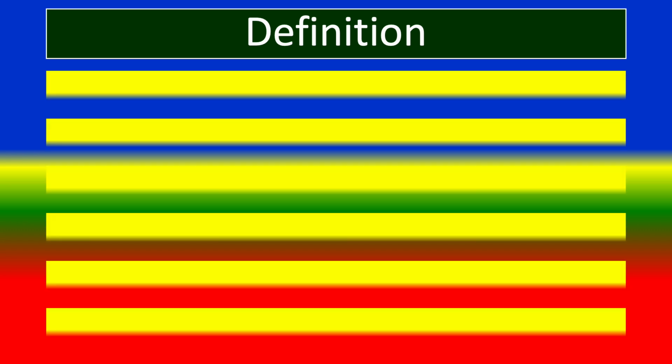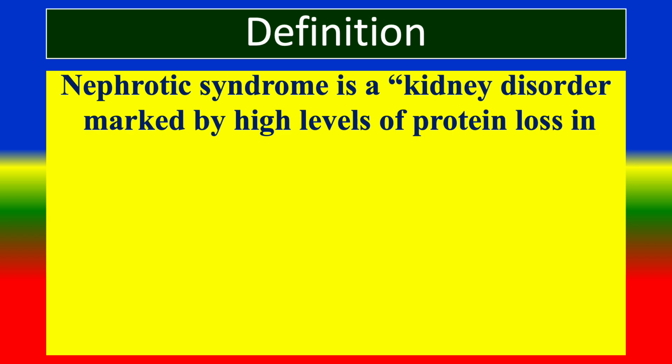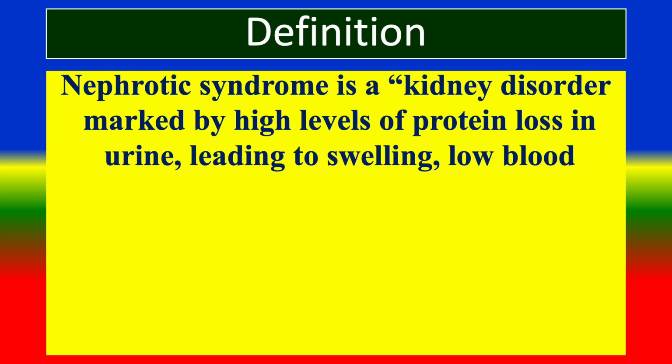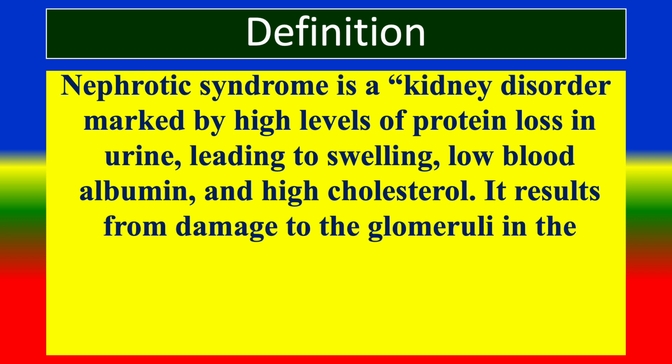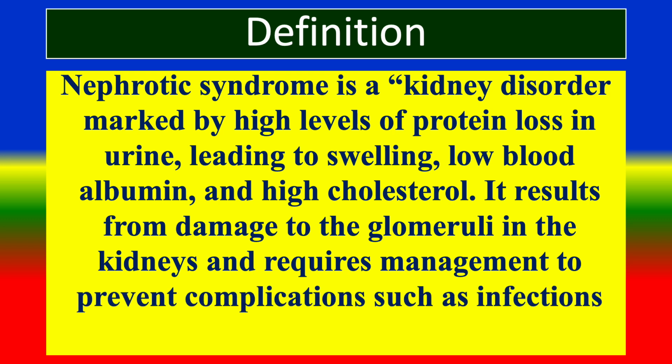A definition. Nephrotic syndrome is a kidney disorder marked by high levels of protein loss in urine, leading to swelling, low blood albumin, and high cholesterol. It results from damage to the glomeruli in the kidneys and requires management to prevent complications such as infections and kidney failure.